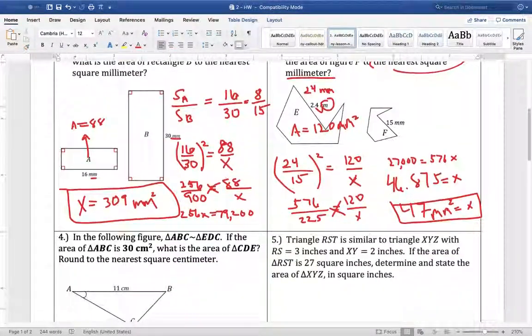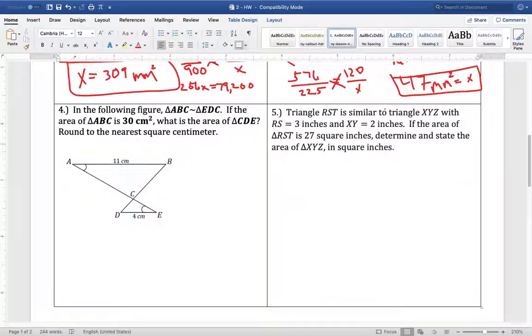Let me scroll down. We've got similar shapes here, and again, it's the same idea. You're making sure things are in the same unit of measure. We've got centimeters, centimeters, and the area of ABC is 30 centimeters squared. That's not my best M I've ever done, but there you go. So once again, you're trying to find the area of CDE to the nearest square centimeter. We're always checking units of measure, so I'll do this one really quick.